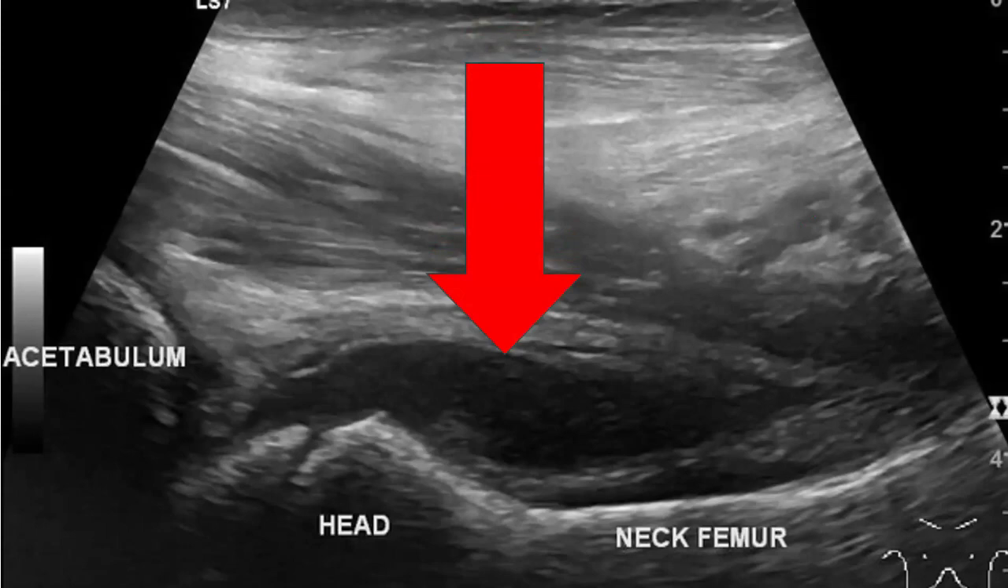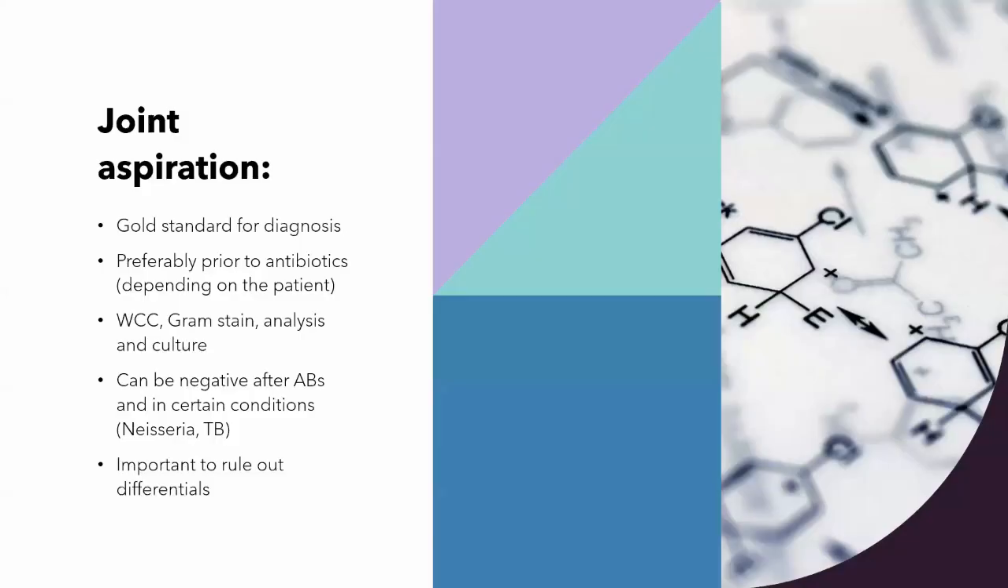Now, we spoke about looking for the effusion, but also tapping it. And joint aspiration is, after all, the gold standard for diagnosis. Ideally, you should be doing this before giving antibiotics, but obviously this depends. If you have a patient in extremis and septic shock, please resuscitate them like you would under normal circumstances with good resuscitative measures, fluids, inotropes, steroids, and the like, broad spectrum antibiotics.